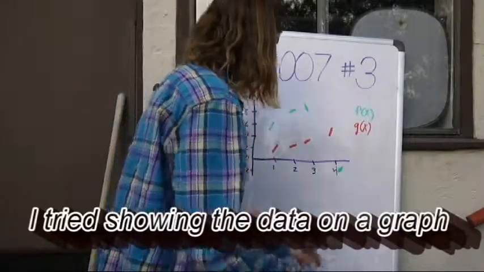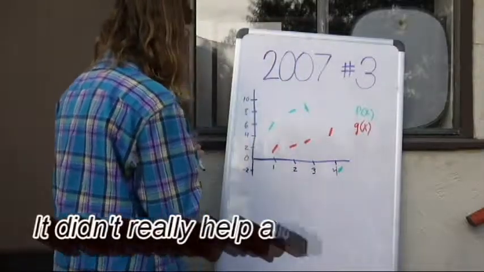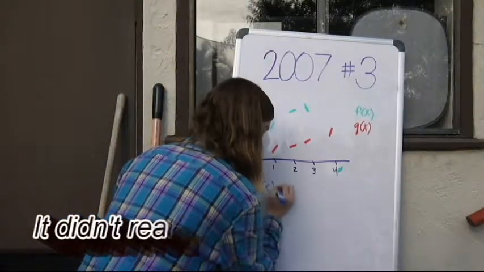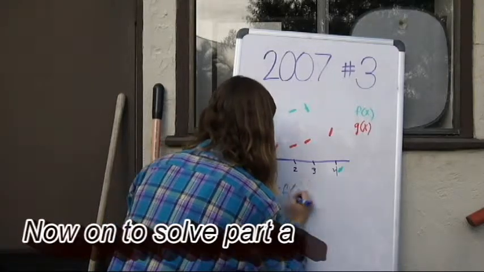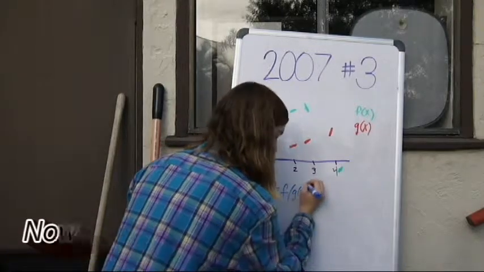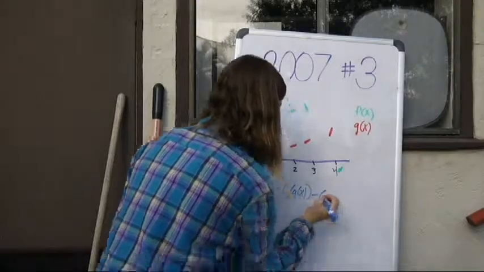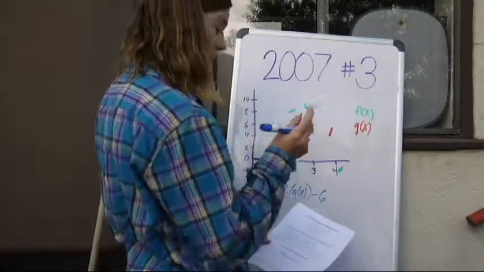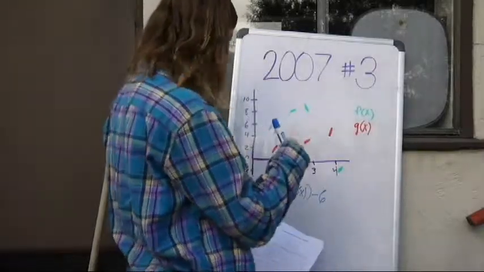Okay, so let's look at h of x. So h of x is equal to f of g of x minus 6. So between 1 and 3, what I'm going to do is plug 1 and 3 into both of these. We'll see where we get.